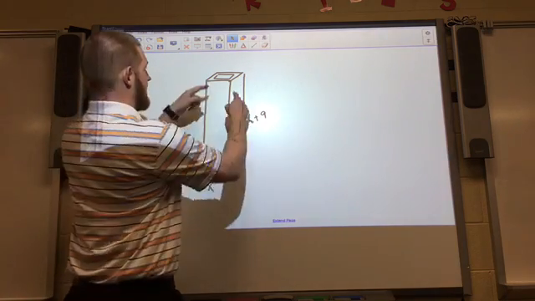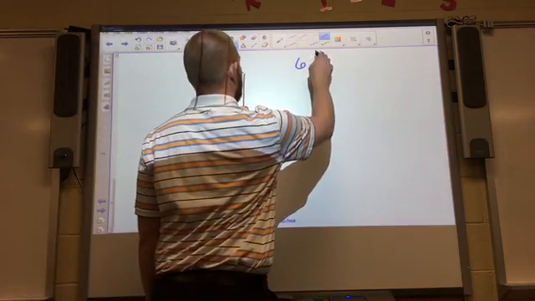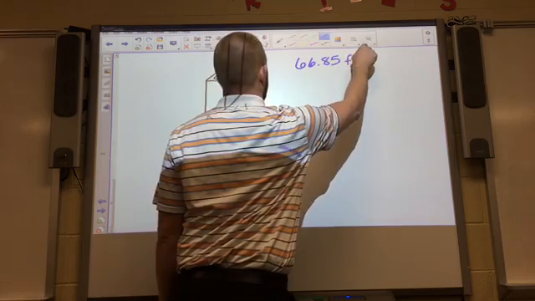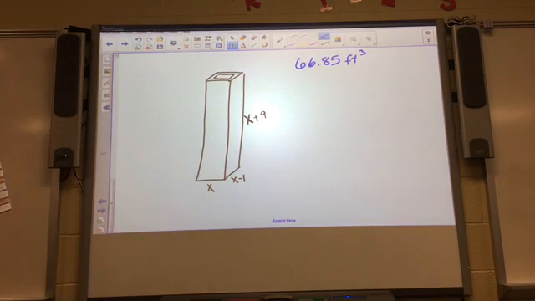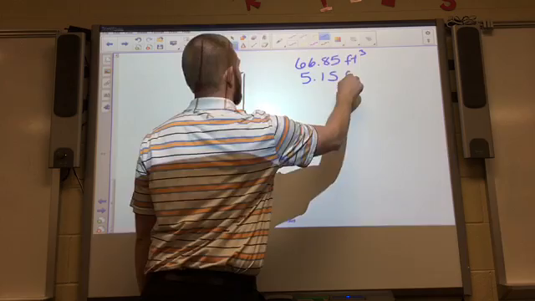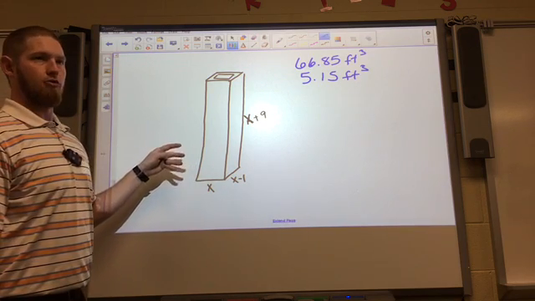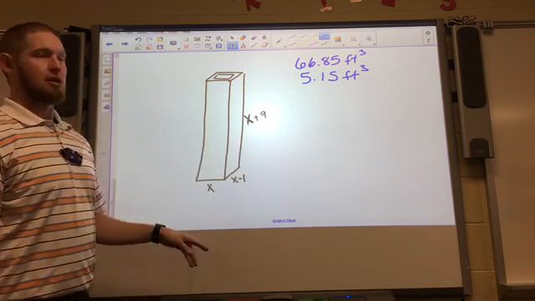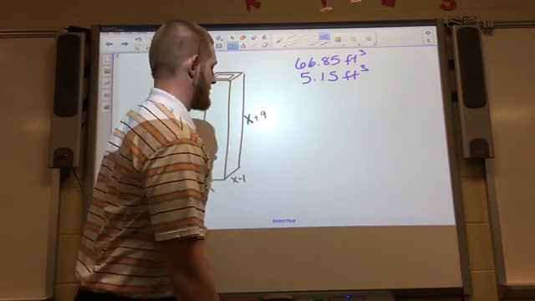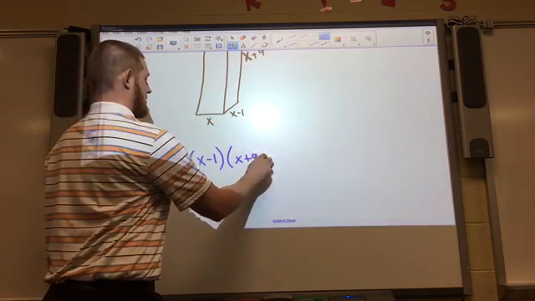Okay. They tell me that inside of this holds 66.85 cubic feet of water, liquid. Okay? So the volume of the inside is that. Okay, then they also tell me that it's going to take 5.15 cubic feet to make this steel tank. Well, wouldn't those together give you the overall volume from the outside all the way through? Yeah. Okay, so these three numbers should give you this total volume, which is what? 72. So you should know that x times x minus 1 times x plus 9 equals 72.